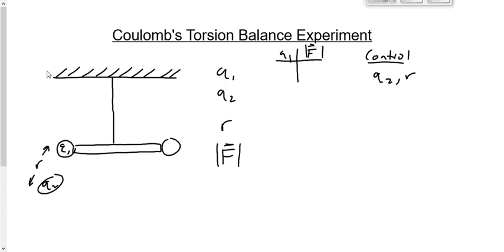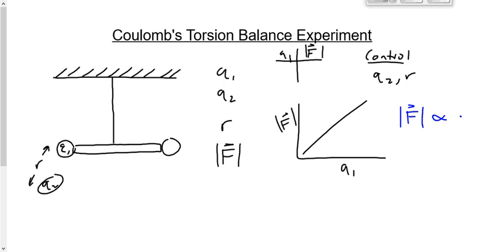All right, so what is he going to do? Well, he plots a graph of F versus Q1. And when he does that, he gets this shape. He gets a straight line. So he manipulates Q1, F responds to that, keeps Q2 and R constant, gets a straight line graph. That tells him that we have a linear relationship. In other words, F is directly related to Q1.